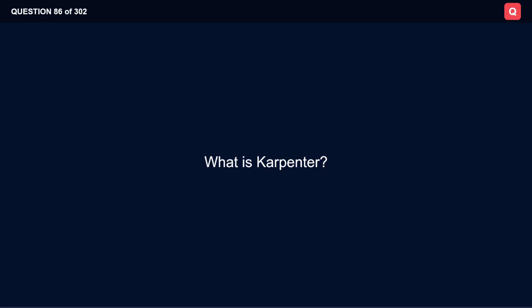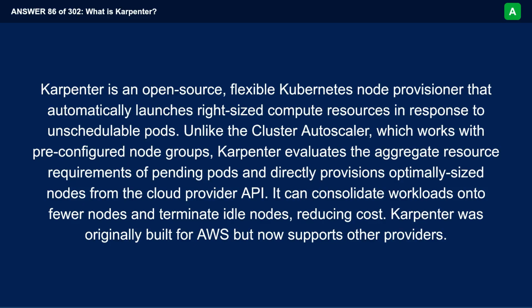What is Karpenter? Karpenter is an open-source, flexible Kubernetes node provisioner that automatically launches right-sized compute resources in response to unschedulable pods. Unlike the cluster autoscaler, which works with pre-configured node groups, Karpenter evaluates the aggregate resource requirements of pending pods and directly provisions optimally sized nodes from the cloud provider API. It can consolidate workloads onto fewer nodes and terminate idle nodes, reducing cost. Karpenter was originally built for AWS, but now supports other providers.